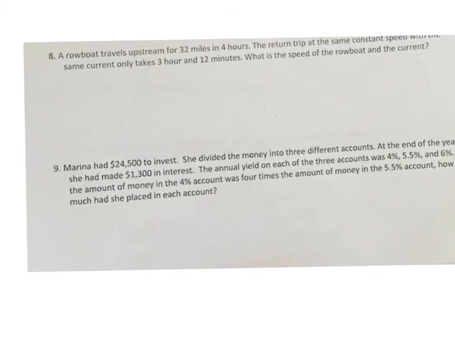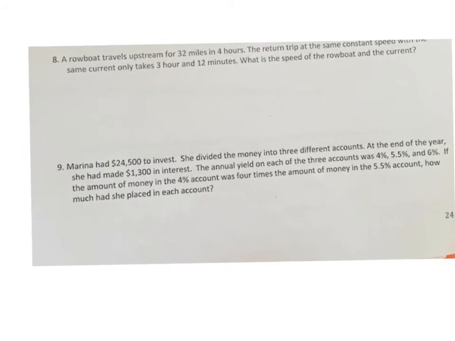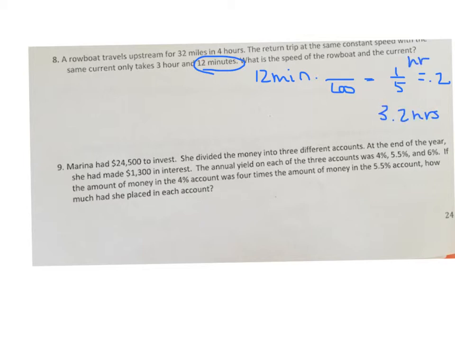Same thing with number 8. What you want to do is the same thing. You want to make sure that 12 minutes you change into hours, and then you tack that onto the 3 hours. So if you do 12 minutes and divide it by 60, that's going to get you 1/5, which is 0.2. So instead of 3 hours and 12 minutes, you can say 3.2 hours. Because this is hours, which makes this hours. So you can just put those two together. So use 3.2 hours instead of 3 hours and 12 minutes.